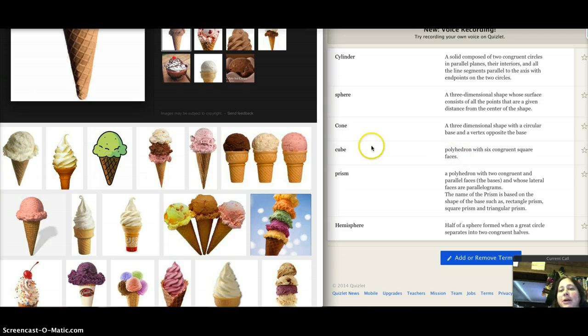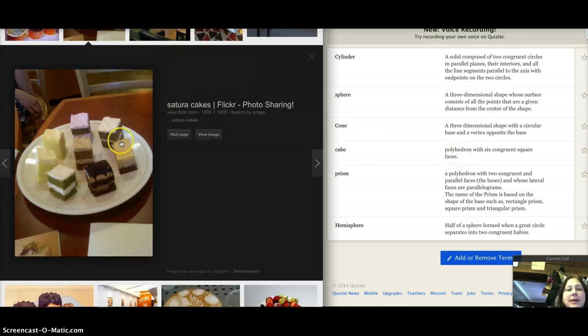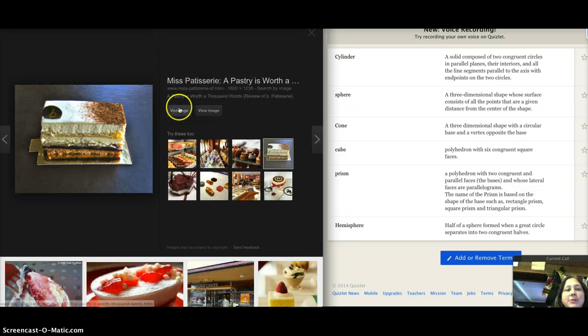And then the polyhedron cube, we picked these little cakes that are all equilateral, probably about an inch by an inch by an inch, and that would be the cube. And then for the prism, we decided on a cake which has the long edge and the square. And then here it describes how the prism is a polyhedron of two congruent and parallel faces. So parallel faces basically would be that these lines are parallel, and whose lateral faces are parallelograms.